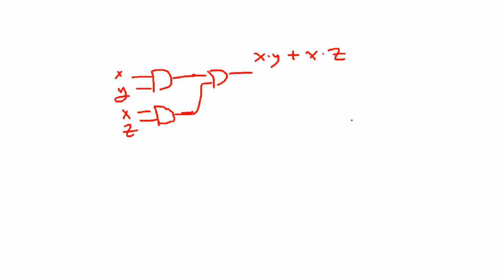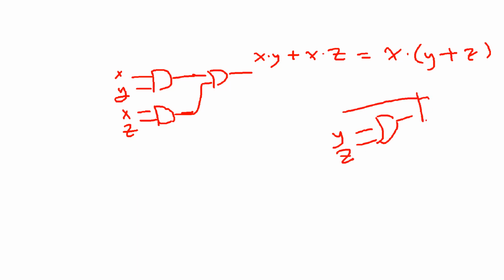Anyway, if you connect by using the right hand side expression, you will use Y or Z and X, okay, fewer logic gates than this one, so you can reduce size or reduce cost of the circuit.